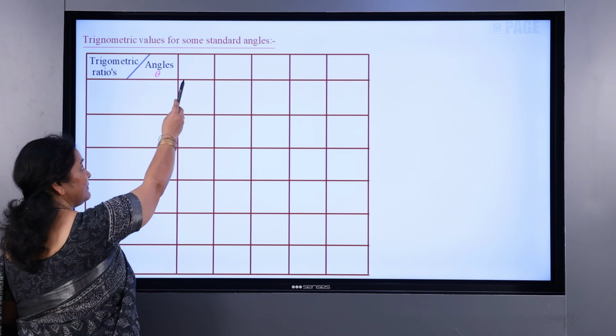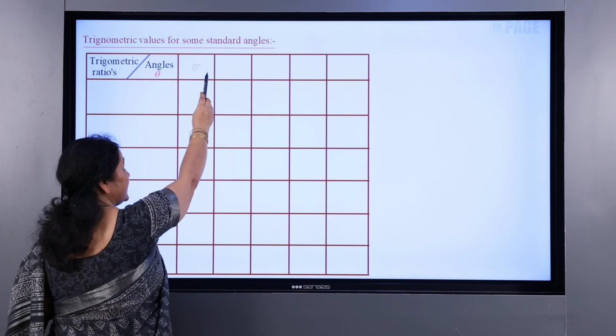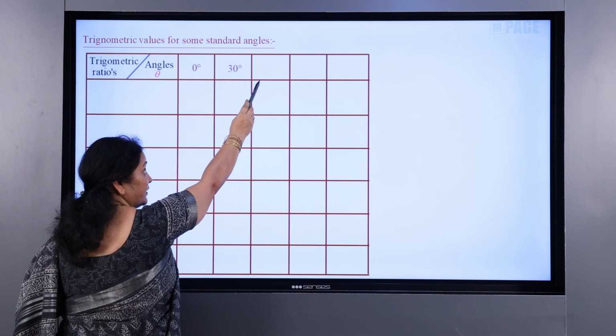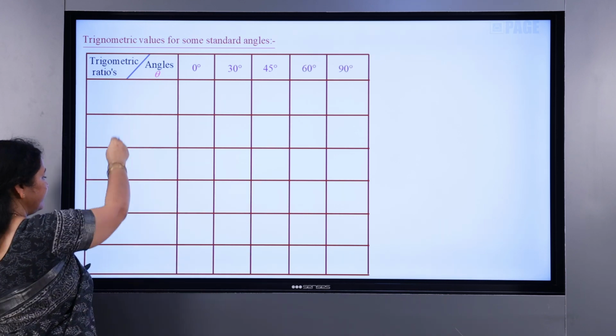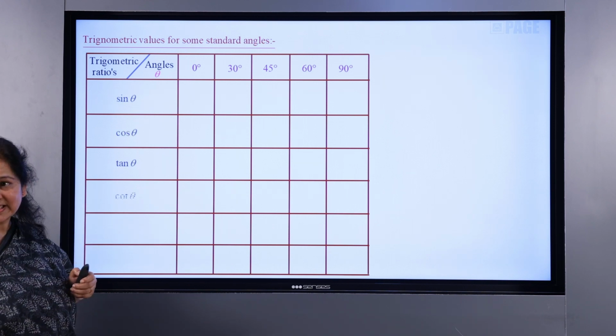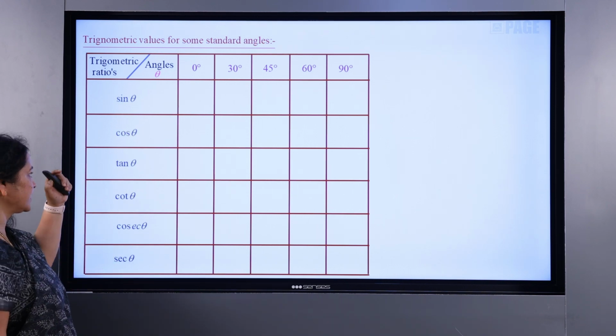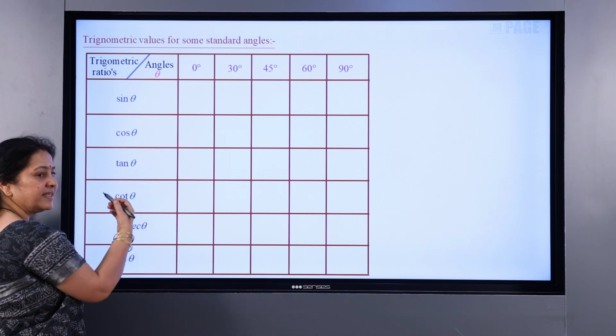So in the tabular column, let's list out the angles, right? Horizontally 0 degrees, 30 degrees, 45 degrees, 60 degrees and 90 degrees. Vertically, we'll list out the 6 trigonometric ratios: sine of the given angle theta, which is sine theta, next cos theta, tan theta, cot theta, cosecant theta and secant theta.